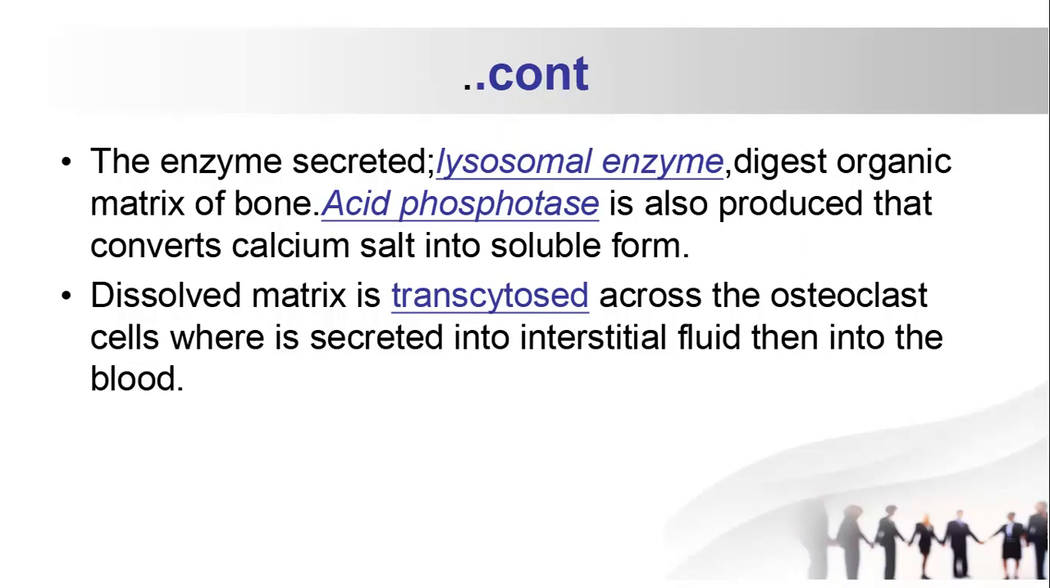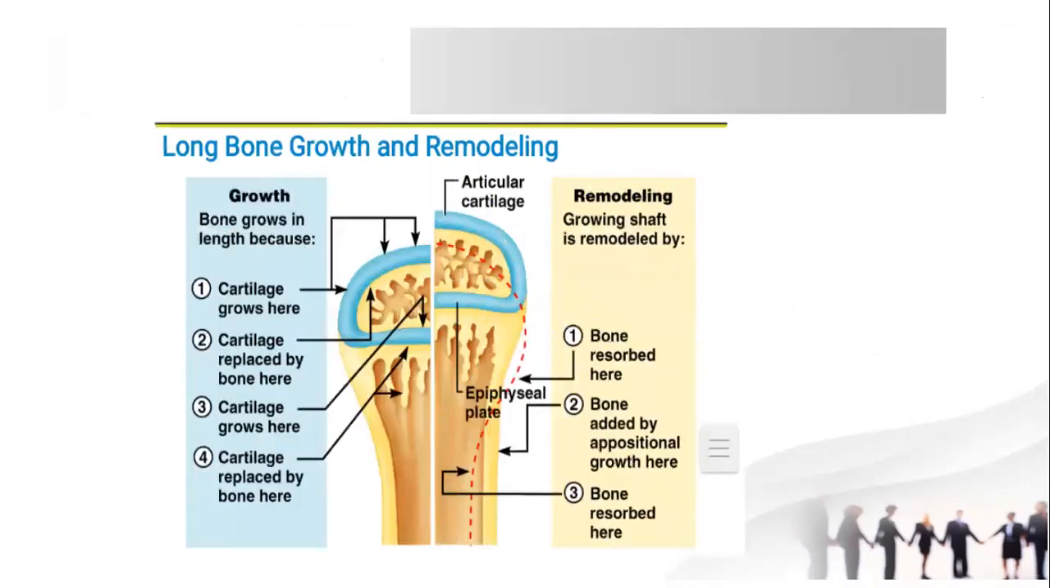So that's how remodeling takes place. By this diagram, you can find out that the bone-secreting cells are depositing the matrix, while the bone resorption cells are taking over, and bone is remodeled regularly.